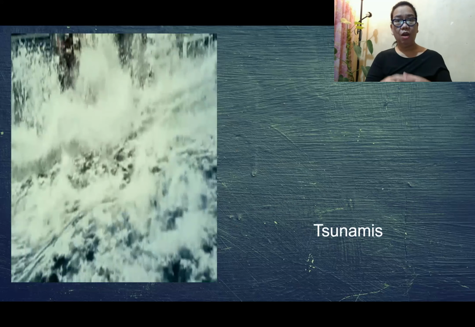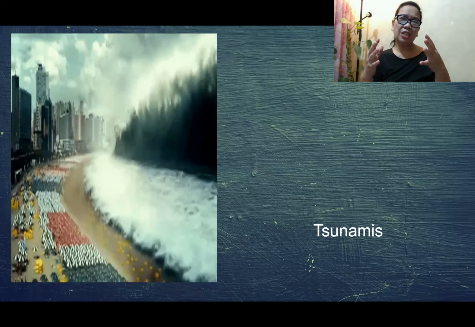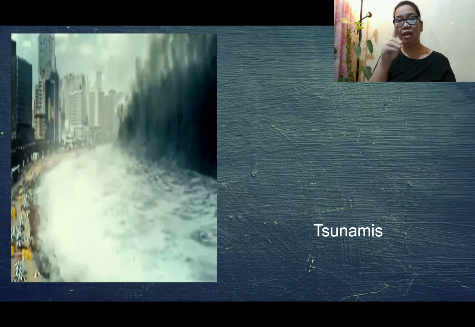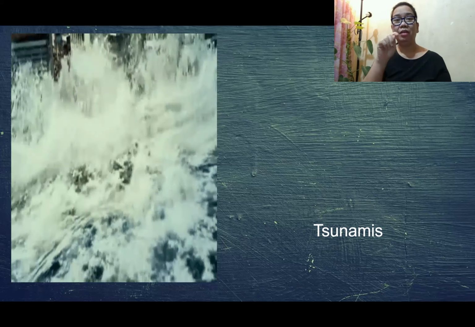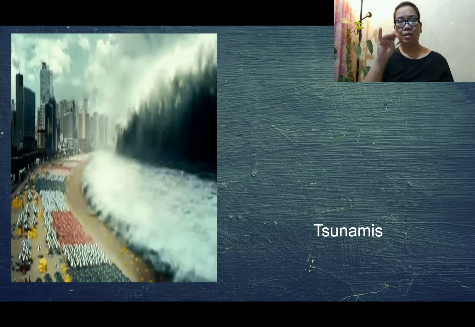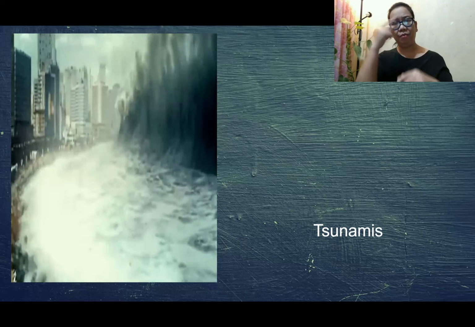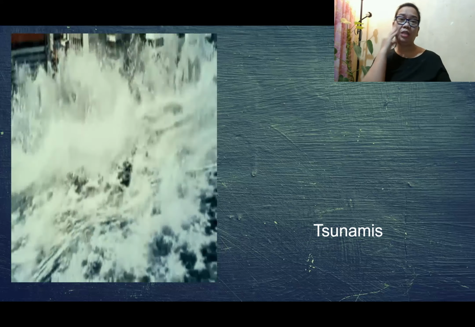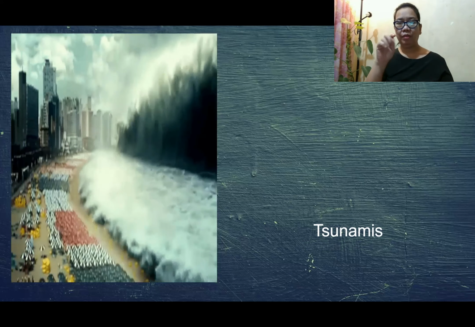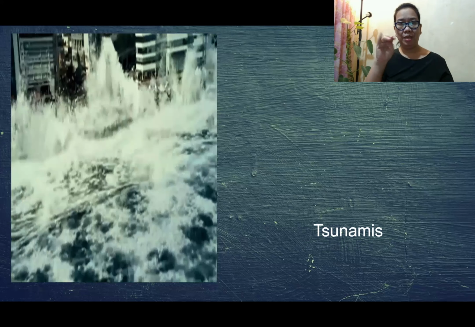And the hazard that I fear most is the tsunami. I feel pity for people who experience this. Then tsunamis.